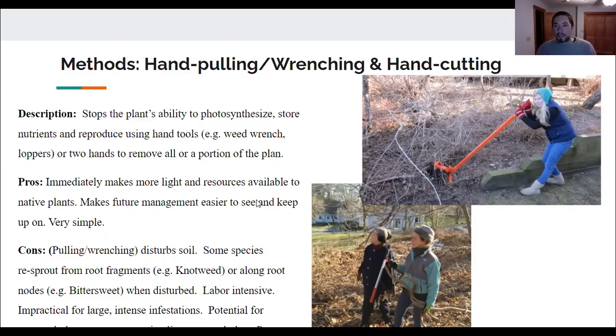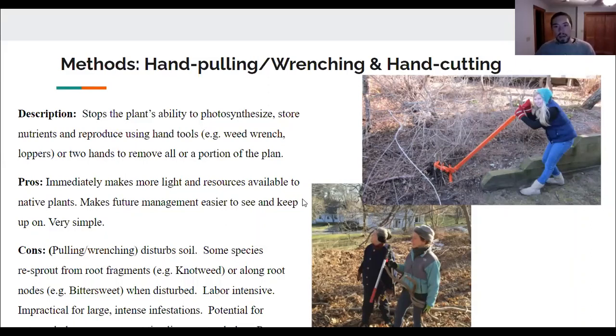Some species resprout really well from root fragments, like knotweed, or when they have their above ground mass disturbed, they resprout really well from nodes along their root network, and that is classically exemplified by Asiatic bittersweet. Some other cons of these: they're very labor intensive, and they're pretty impractical for really large, intense infestations.